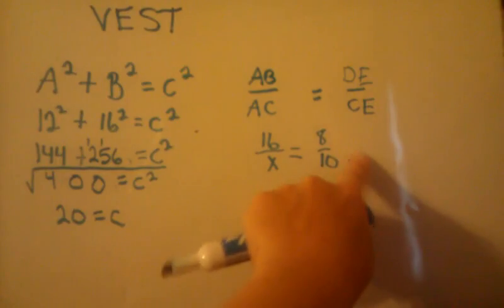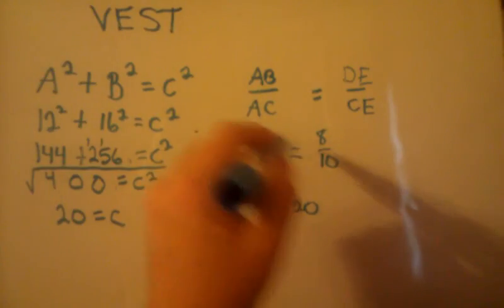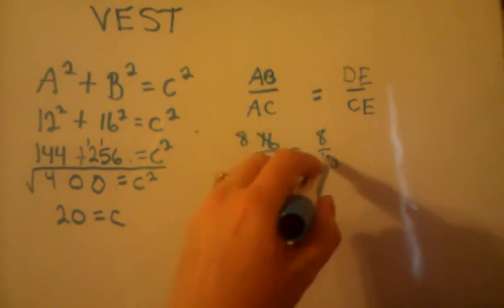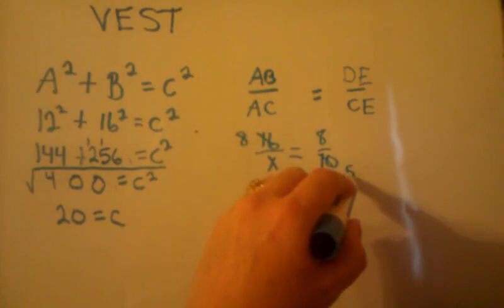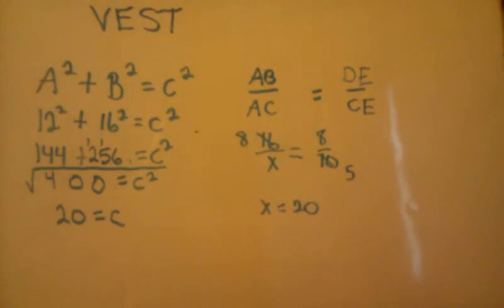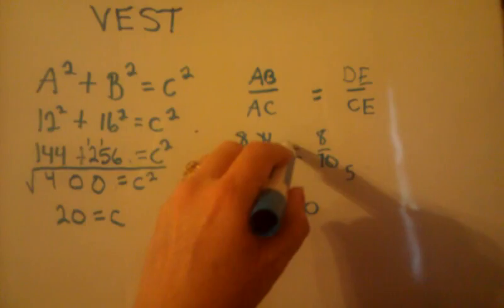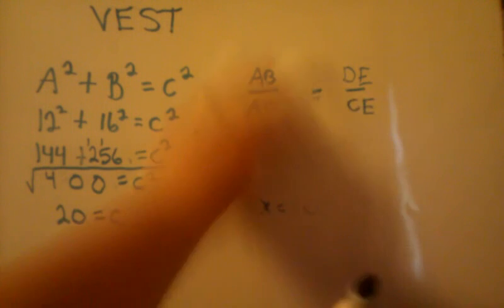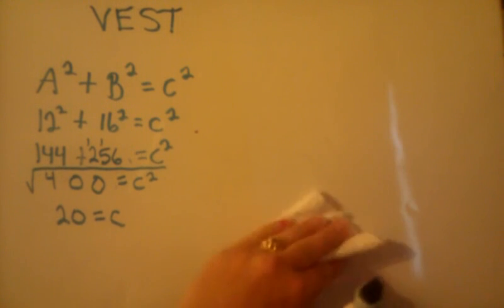Or instead of multiplying times 2, I could have canceled. 10 and 16, I can divide them both by 2. This is going to be 8. This is going to be 5. And then I have to cross multiply. Either way I do it, I'm going to come up with 20. So you should have come up with 20. Okay. Go ahead and review this lesson and answer the questions.